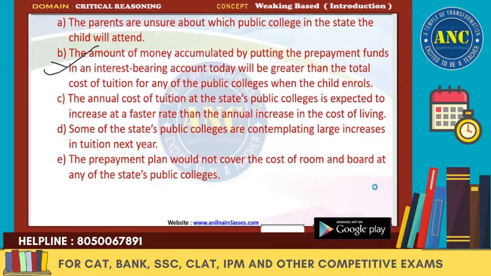Look at options C and D. The annual cost of tuition at the state's public colleges is expected to increase at a faster rate than the annual increase in the cost of living. Some of the state's public colleges are contemplating large increases in tuition next year. Now, both these options state that tuition will increase and provide support for participating in the program. Hence, no. Look at option E.